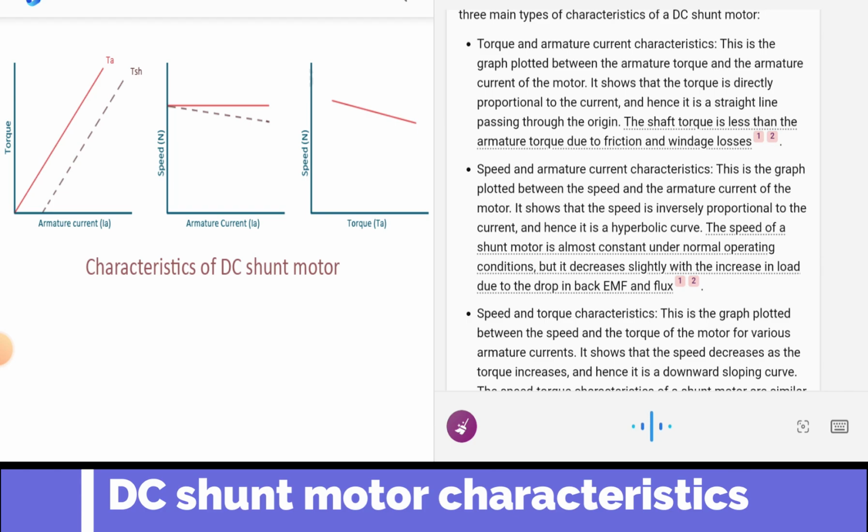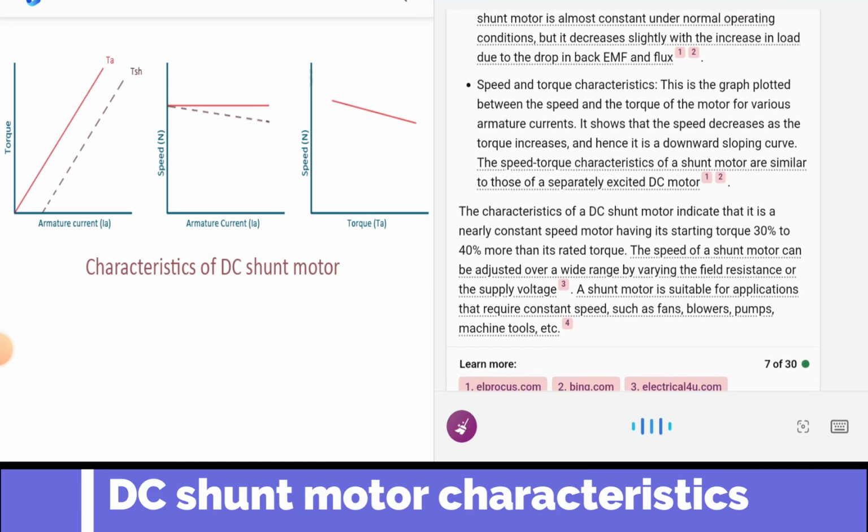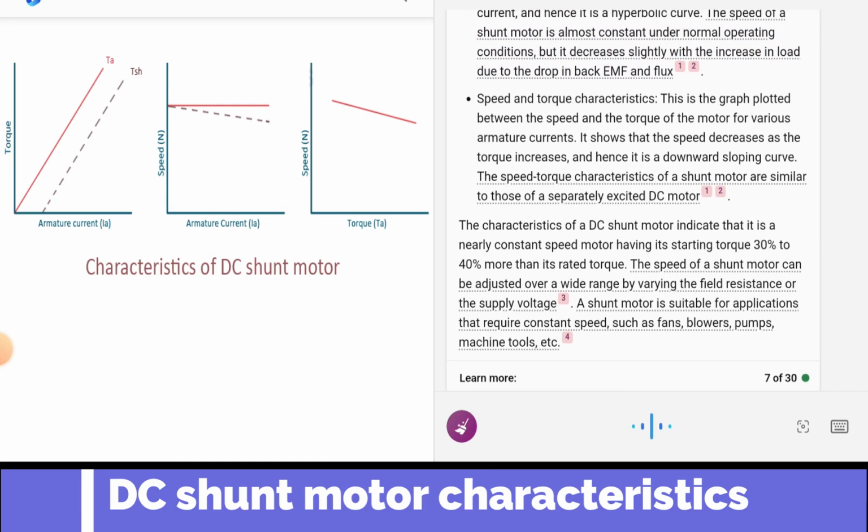Speed and torque characteristics. This is the graph plotted between the speed and the torque of the motor for various armature currents. It shows that the speed decreases as the torque increases, and hence it is a downward sloping curve. The speed-torque characteristics of a shunt motor are similar to those of a separately excited DC motor.